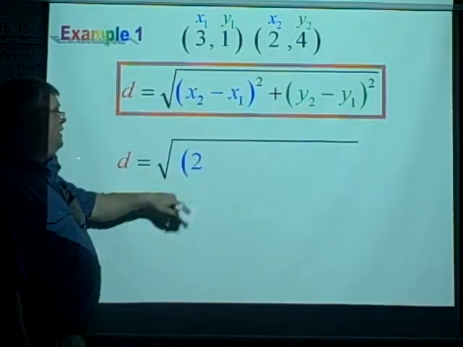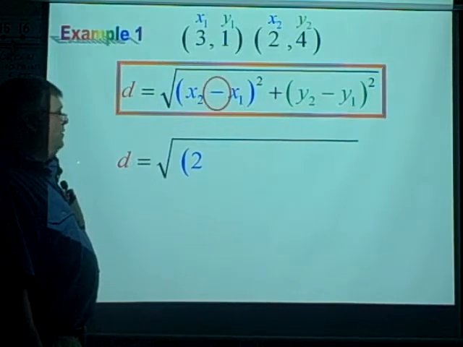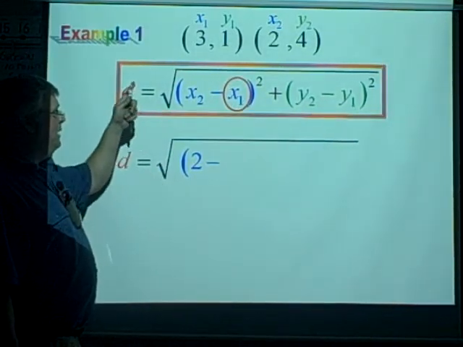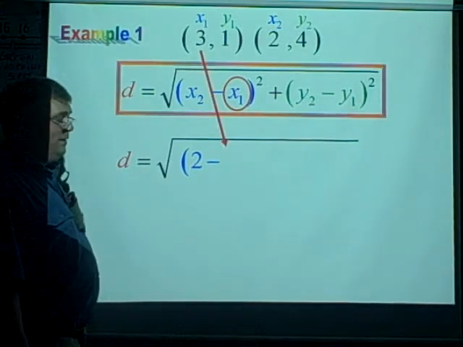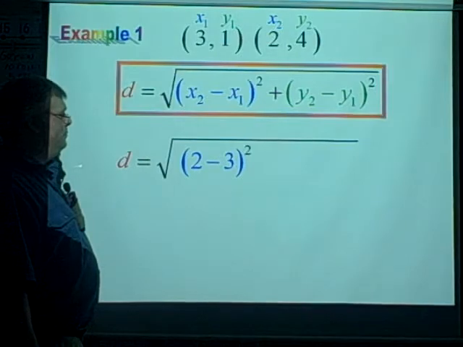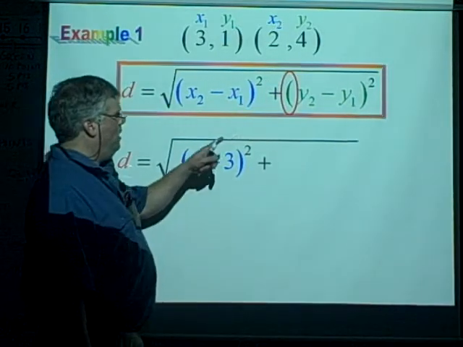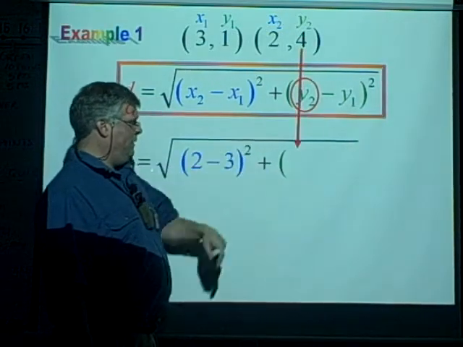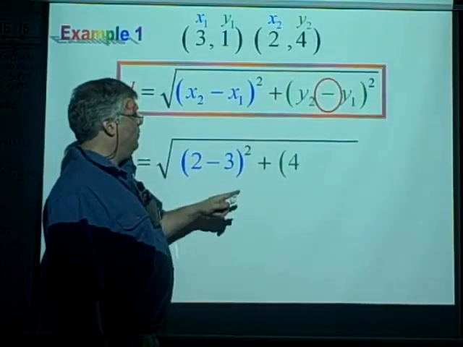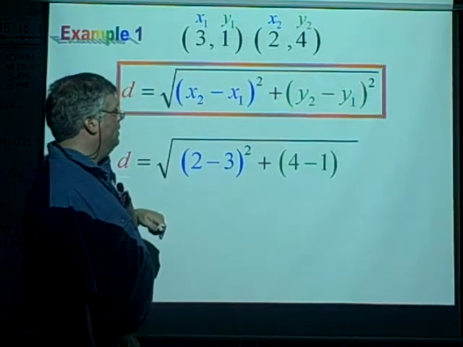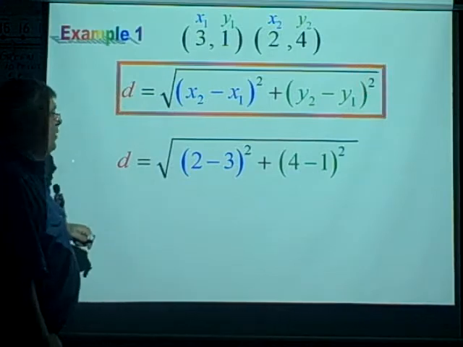So that 2 comes down here. Bring down the minus sign. Replace the x1 with the x1 value from there. Square that. We're going to be adding that to the y2 value, bringing that y2 value down here, the 4, subtracting the y1 value from it, and squaring the result.